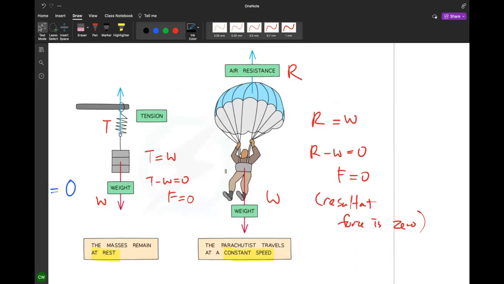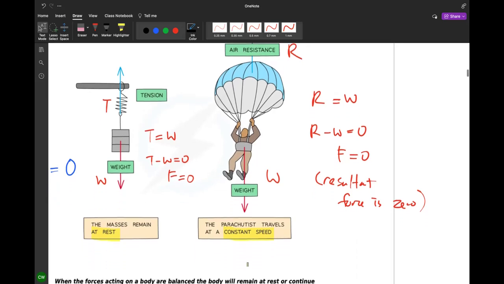Any problem about this? Are you clear with this? Balance, okay? We see the word balance means resultant force is 0. So resultant force 0 can either be at rest or constant speed. 2 cases, okay? 2 cases. Any problem? No problem.